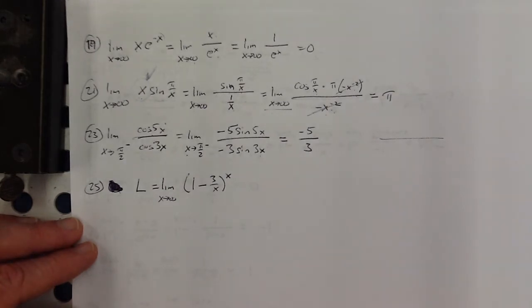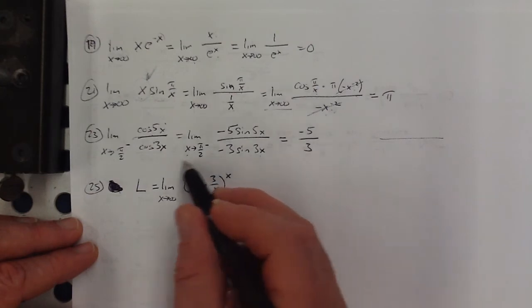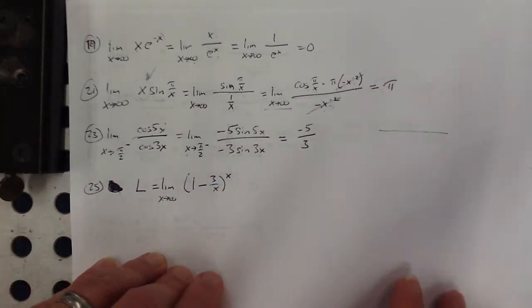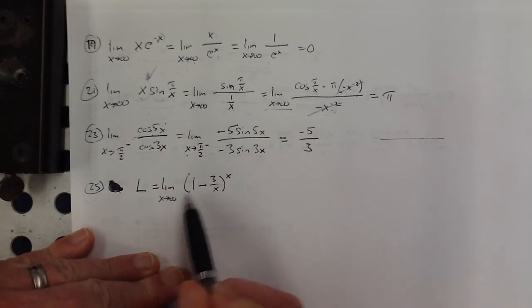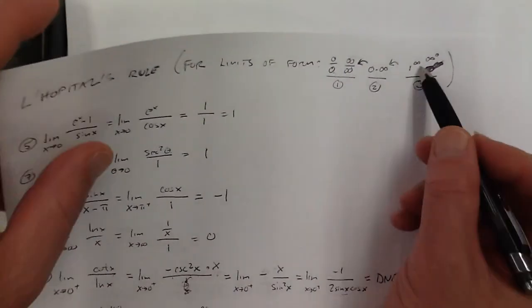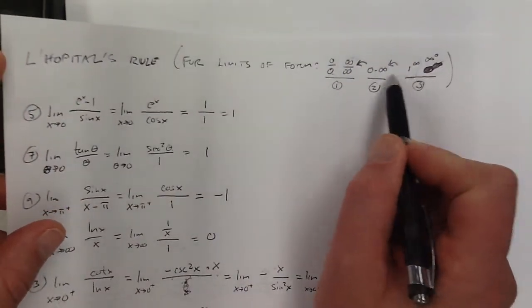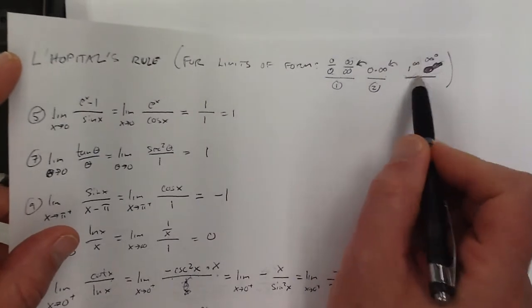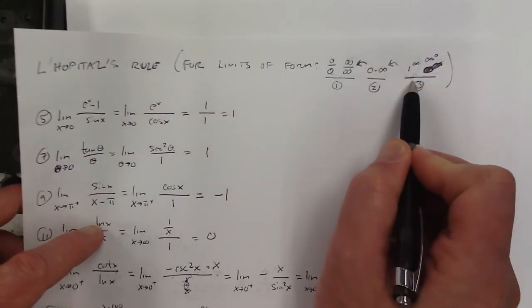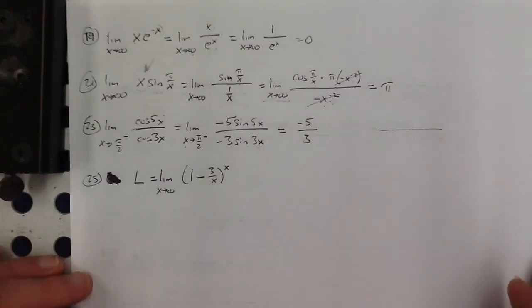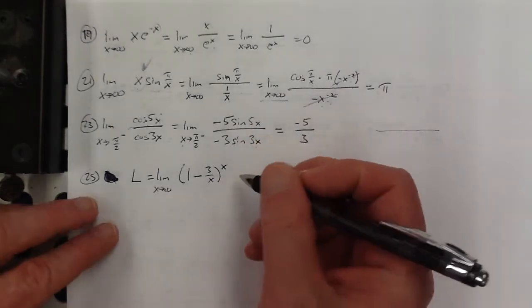Okay, so why did I do this? Real quick, let's just plug this in. If I plug infinity in here, 3 over infinity is 0, I have 1 to the infinity. That's one of the forms that I need to work back through. So I need to get from this form back to the previous one by getting the exponent down. How do you get an exponent down? That's what logarithms are for.